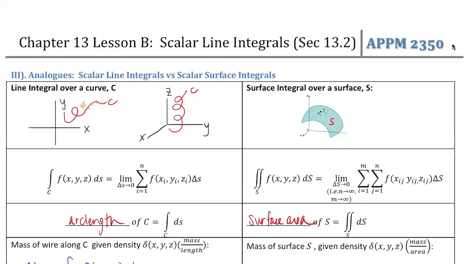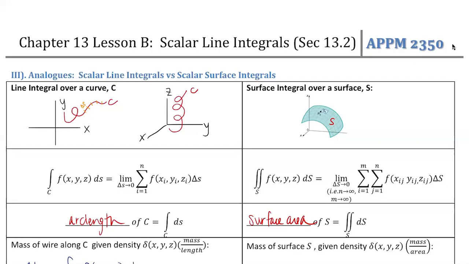Okay, so now that we've looked at both scalar line integrals and scalar surface integrals last lesson, I like to do a little side-by-side comparison to help you see some of the similarities and some of the differences. One of the first things I like to point out is when we're talking about a line integral, we have to think about the dimension of the object.